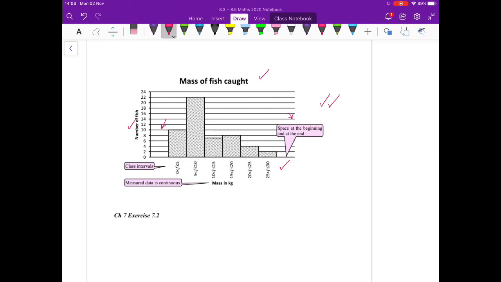For more practice on this, exercise 7.2, chapter 7, but I suggest you do the test your understanding.